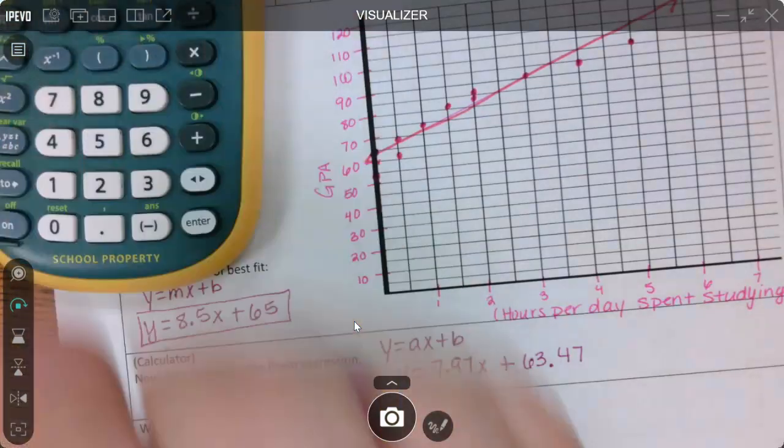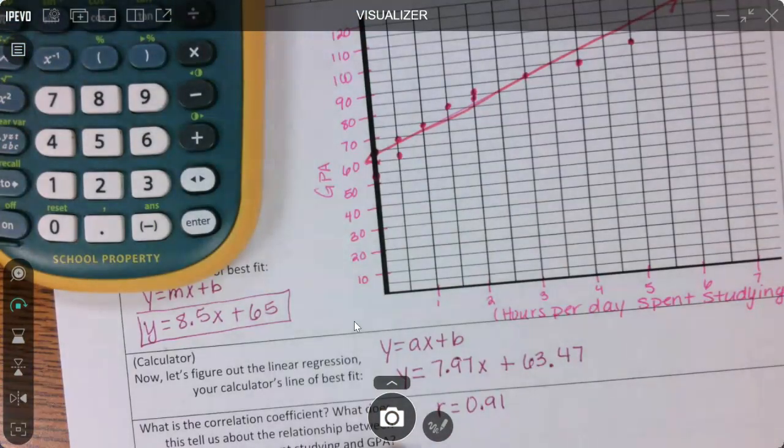So what does that mean? What does that tell us about the relationship between hours per day spent studying and GPA? That tells us, because our correlation coefficient is close to 1, that there is a strong positive correlation between hours per day spent studying and GPA. Take a minute and write that out.